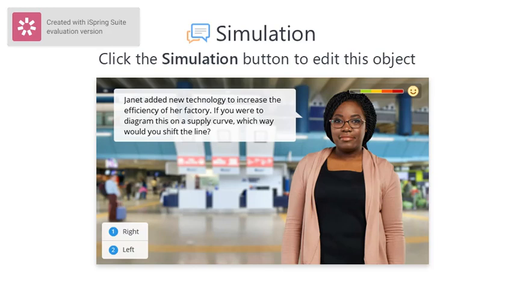Let's take a look at this example for technology. Read the example and choose right or left.